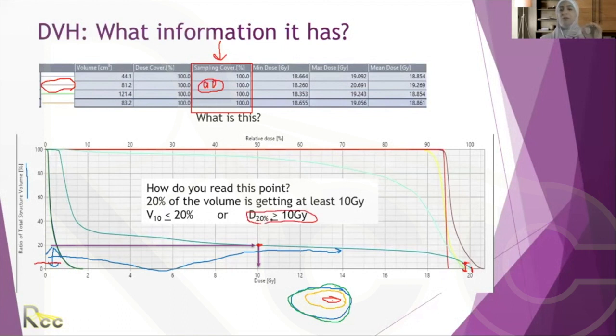Dose covering 20% of the volume is 10 gray or more. Dose to 20% of the volume is 10 gray or more. Our dose to 20% of the volume is at least 10 gray. All of this is correct. It doesn't matter how you want to say it and express it, as long as you know that this is the minimum dose covering this volume. Okay? It takes a little bit of getting used to, but that's why we always say minimum dose covering a certain volume.